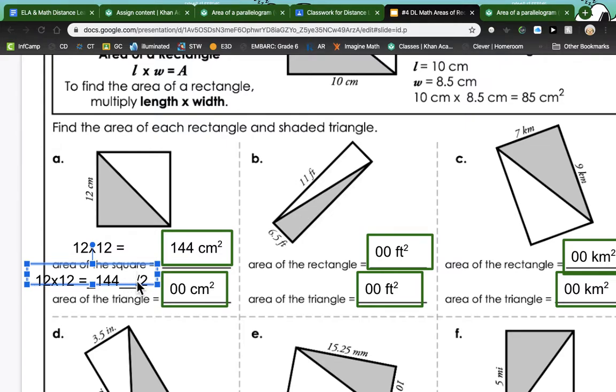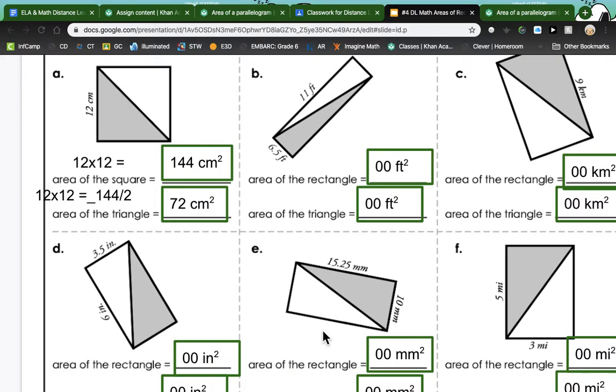Does 2 go into 1? No. 2 goes into 14? Yes. How many times? 7. All right, and there's nothing left over, so you bring down the 4. 2 goes into 4. How many times? 2. All right, there you go. It's half of 144. That's the area of the triangle. And that's how you do it, okay?